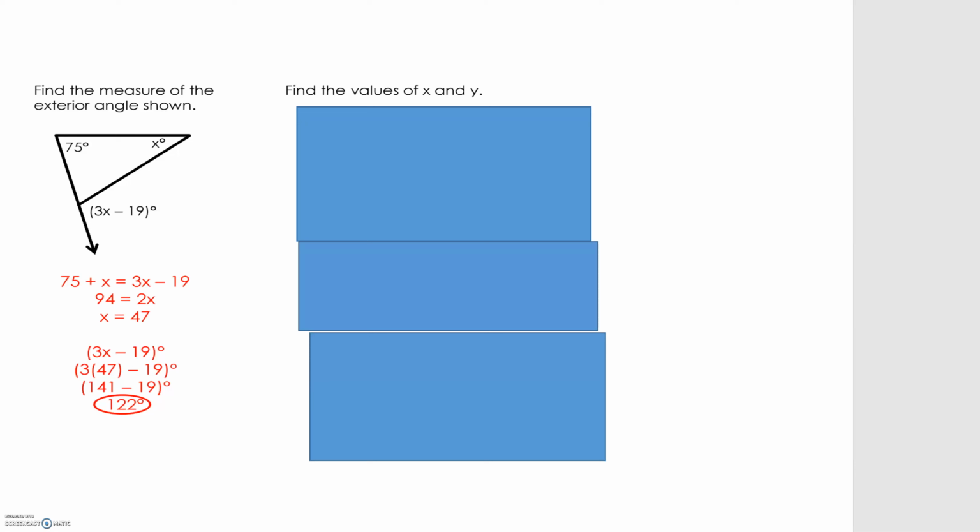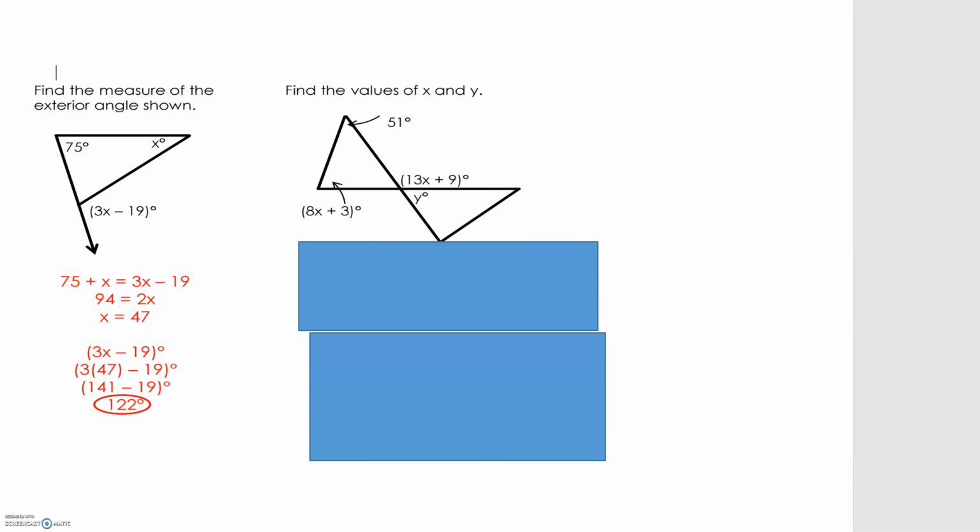Now in this example, you're going to have to find the values of x and y. So as you can see, there's a lot of stuff going on here. So I have two triangles. So now we have to start thinking, okay, what is given to me?